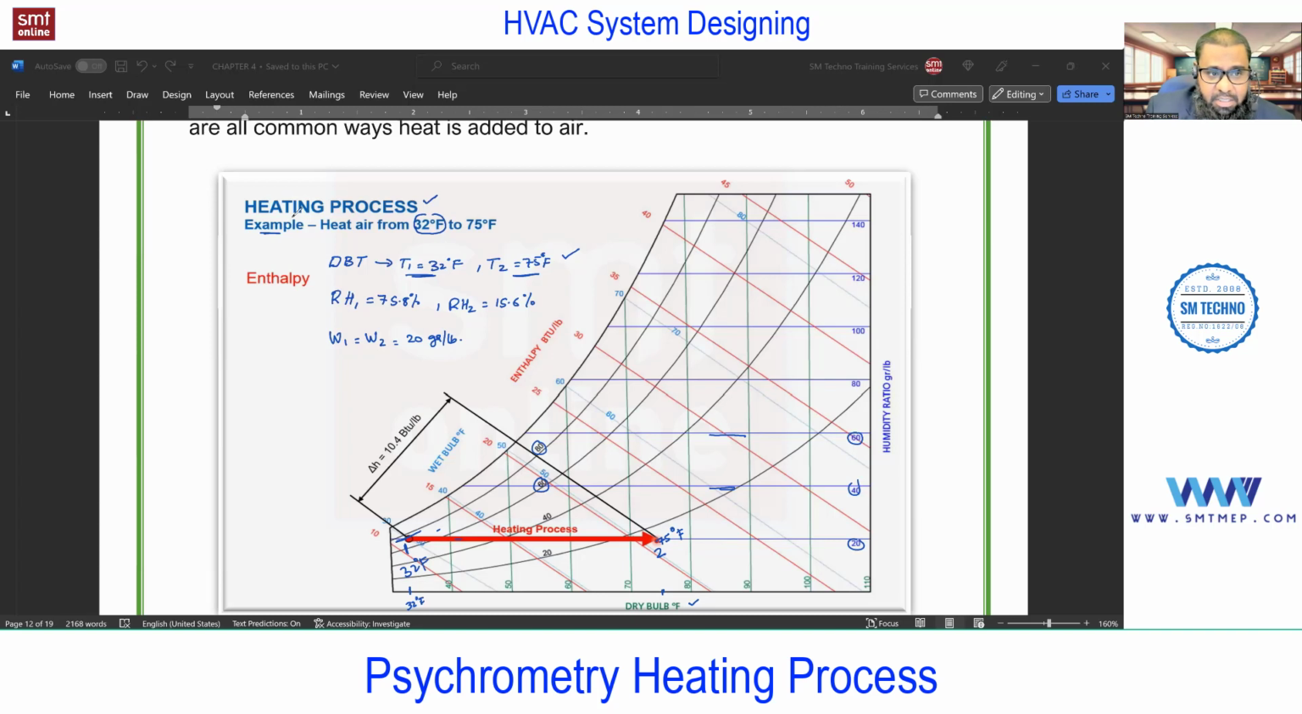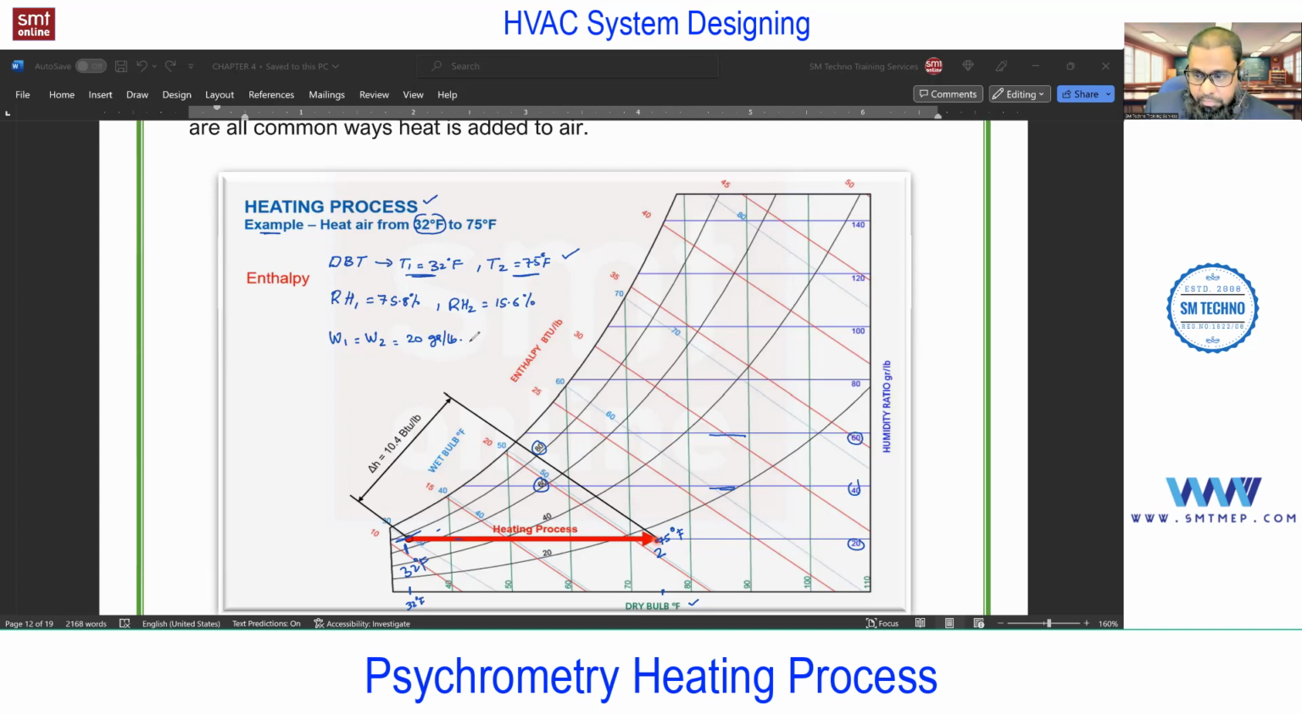With this point, I can say this heating process is sensible heating, not latent, because the humidity is not changing, no? But what about this RH? If the humidity is the same, how will the RH change? This point is important. You must try to understand this. You see, humidity is the same at point 1 as well as point 2. There is no addition of moisture. But the RH is decreasing from point 1 to point 2. At point 1 it is 75.8, at point 2 it is 15.6, very much less compared with point 1. So how is it happening? This is an interesting point to discuss.